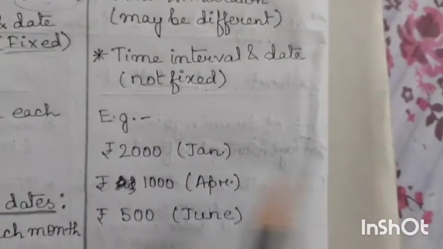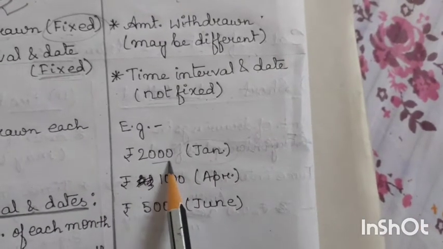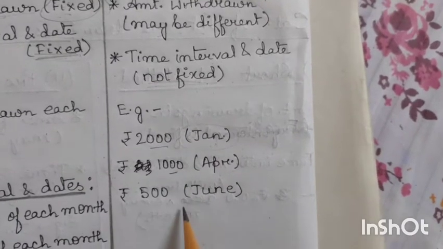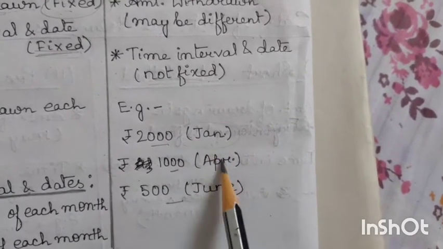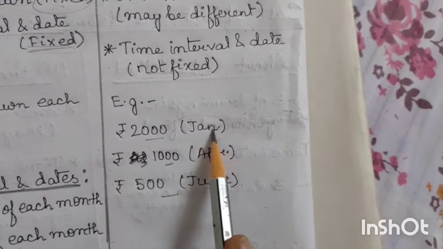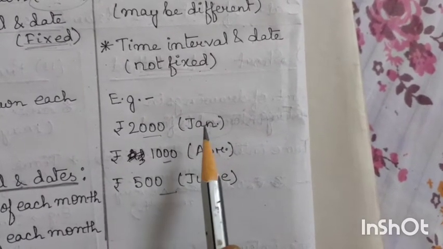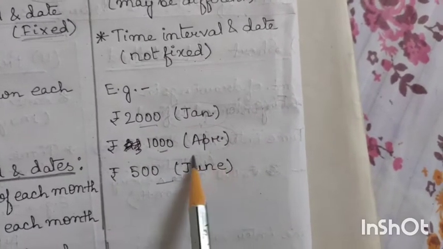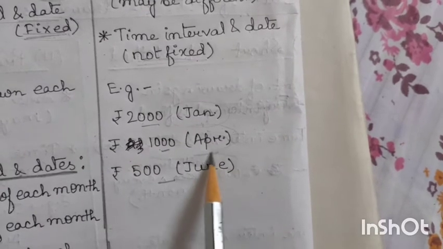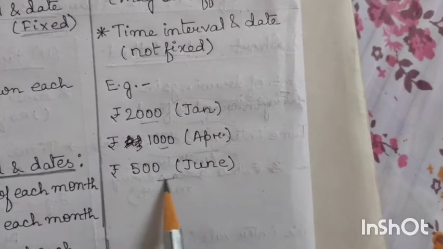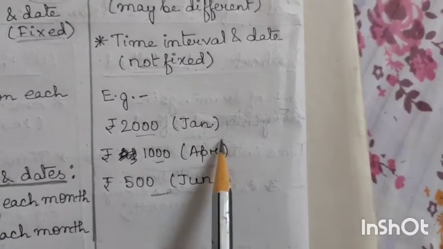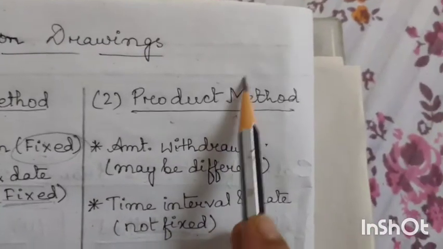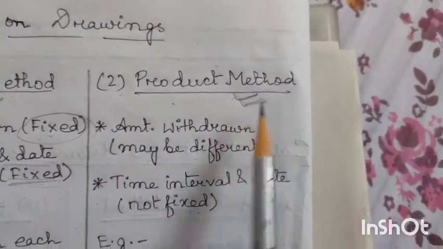But in this case, see, in January you have withdrawn 2000. In April you have withdrawn 1000 and in June 500. The time gap is also not the same. Means after January there was a lapse of 2 months, then in April you have withdrawn. The amount is also different. Again there was a one month gap and you have withdrawn money in June. And again the amount is different. So you can see the gap between the months is not the same and the amount is also not the same. In that case you will follow the product method, okay?